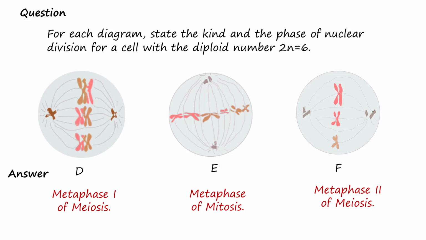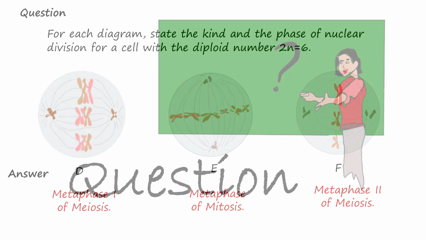E is a cell in metaphase of mitosis, as the cell has a diploid number of chromosomes aligned at the equator of the cell in a single file. F is a cell in metaphase 2 of meiosis, since the cell has a haploid number of chromosomes in a straight line at the center of the cell.